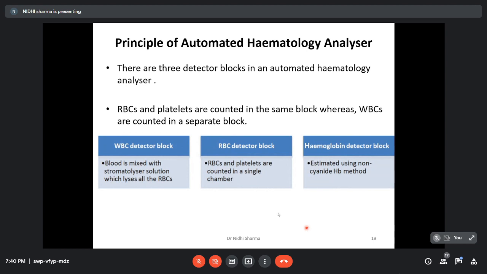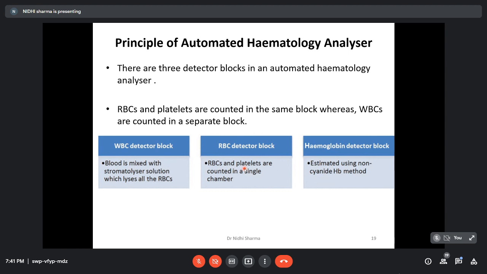So the analyzer basically has three kinds of blocks. The one block which is used entirely for detection of hemoglobin, using whatever method that particular analyzer is using. Most commonly it's a non-cyanate hemoglobin, SLS kind of method, or something else. Then you have an RBC detector block, which will take care of two populations. One is RBCs and the other is platelets. And there will be a third block which will just concentrate on counting and giving the histogram of the WBC. Let's first begin with the RBC detector block, which is going to give you the information about what is happening with your RBCs and platelets.